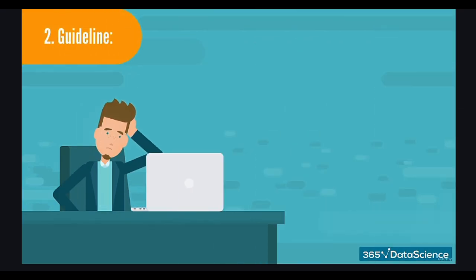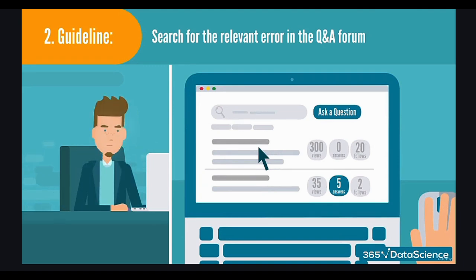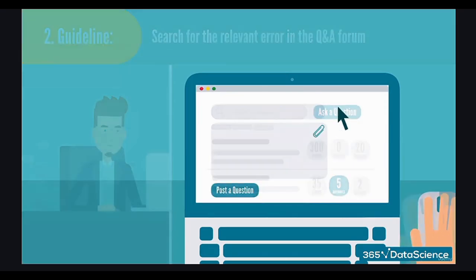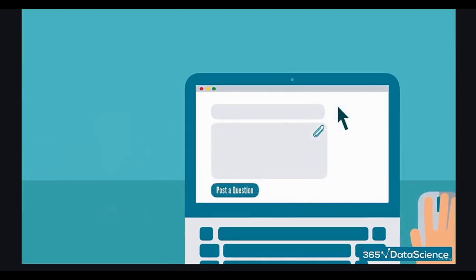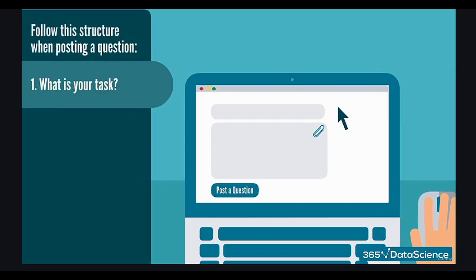Regardless of whether this strategy works, you can search for the relevant error in the Q&A forum. Alternatively, if you can't find an answer there or you stumble upon a recurring problem, please do feel free to post a question yourself. We will be happy to reply as soon as we can. Just when you do that, please stick to the following structure. Let us know what your task is and what output you're aiming for. If you can point us to a particular lecture or section from the course, please do that as well.